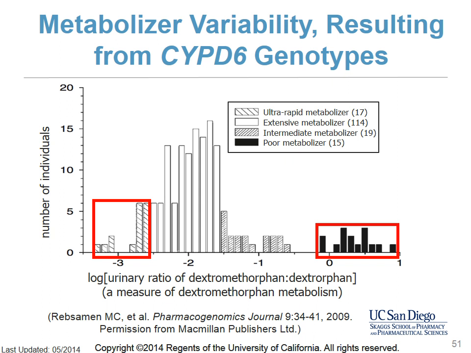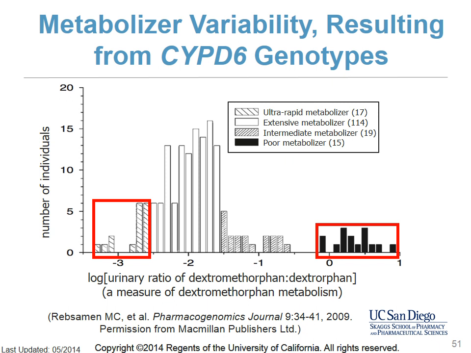The number of individuals tested in this study are on the y-axis. On the x-axis is the urinary ratio of dextromethorphan to dextrorphan, which is a measure of dextromethorphan metabolism. The majority of subjects in the general population are extensive metabolizers, or EMs. Drug efficacy may be reduced in ultra-rapid metabolizers because they metabolize dextromethorphan more quickly, resulting in less of the parent drug and more of the inactive metabolite. Poor metabolizers may be more susceptible to drug toxicity because they metabolize the drug more slowly.